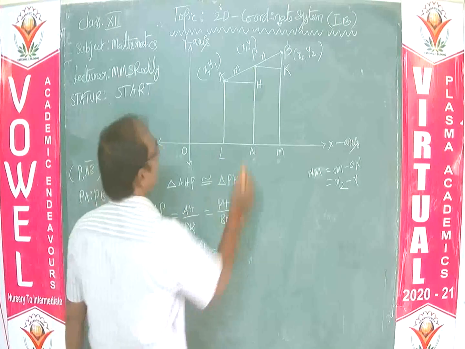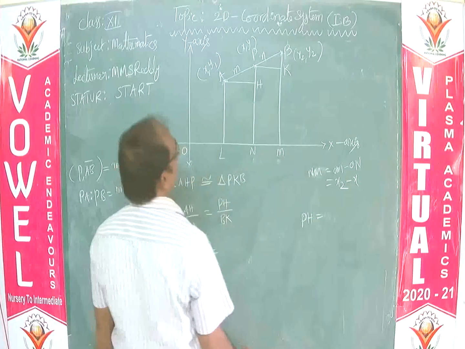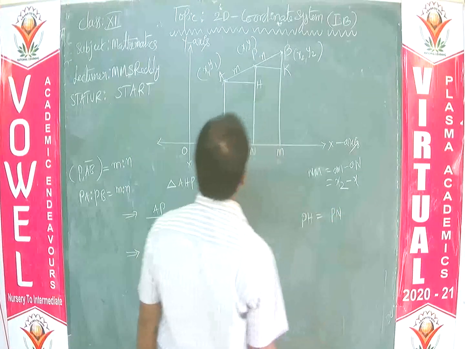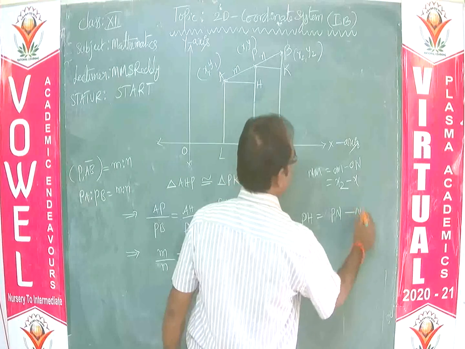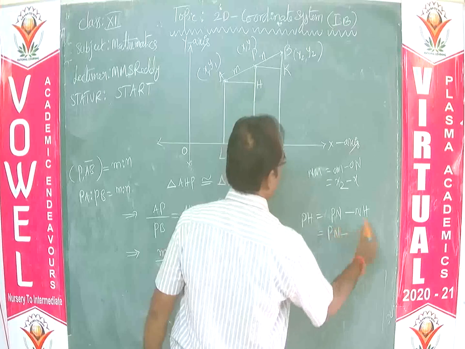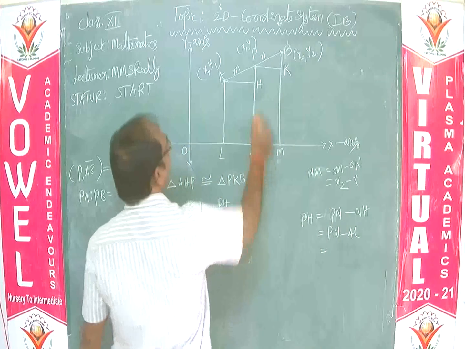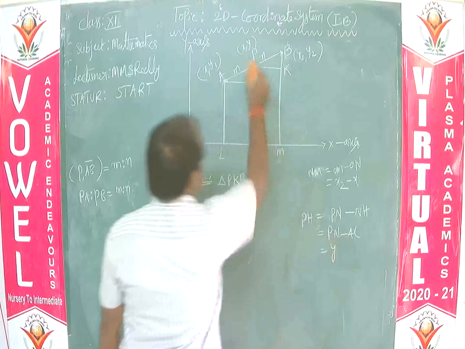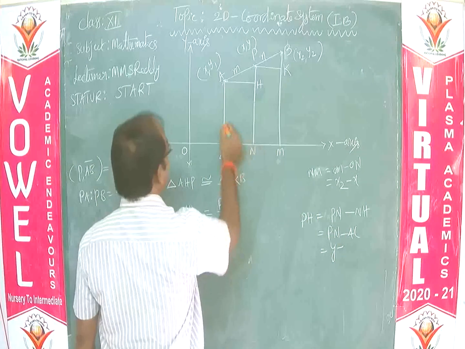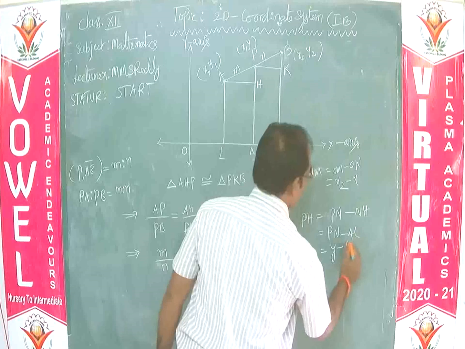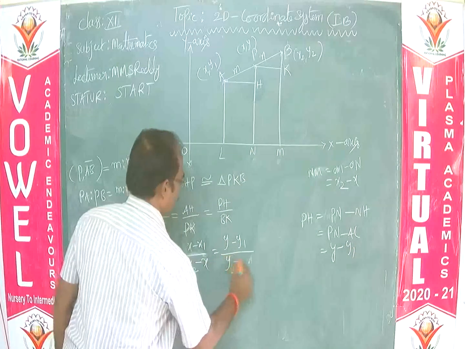Similarly, the vertical distance PH is equal to PN minus NH. NH is equal to AL. PN is the y coordinate of P, y, minus AL, the y coordinate of A, y1. So that y minus y1 by y2 minus y.